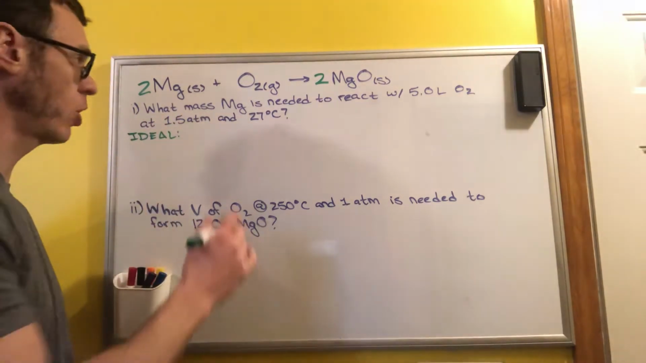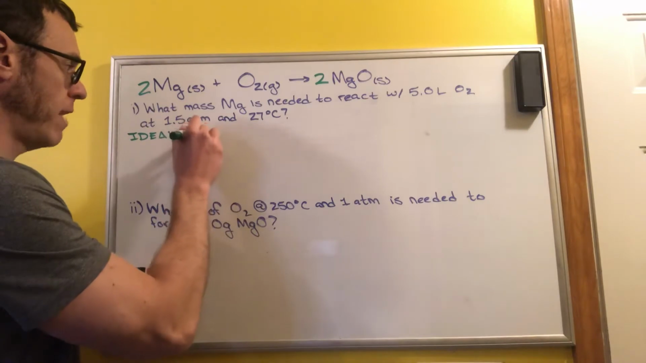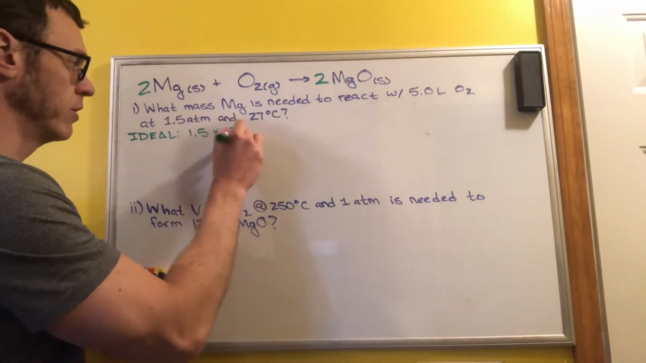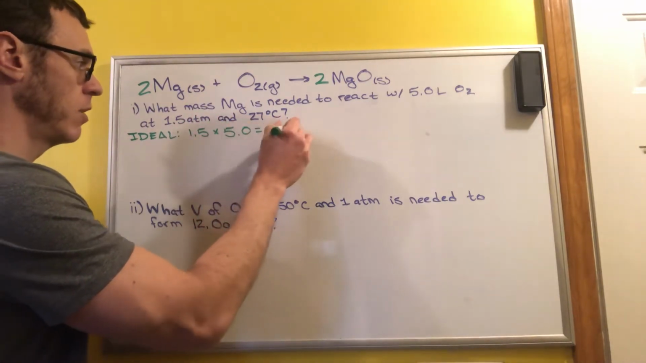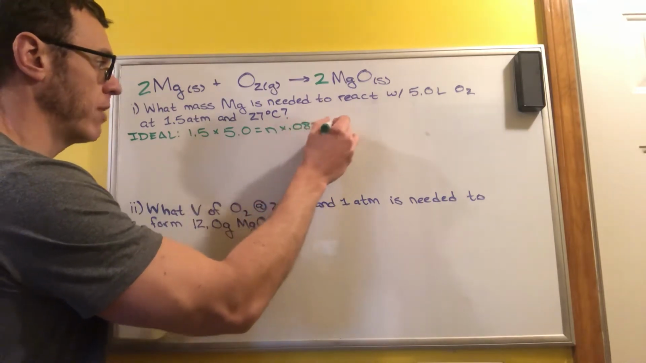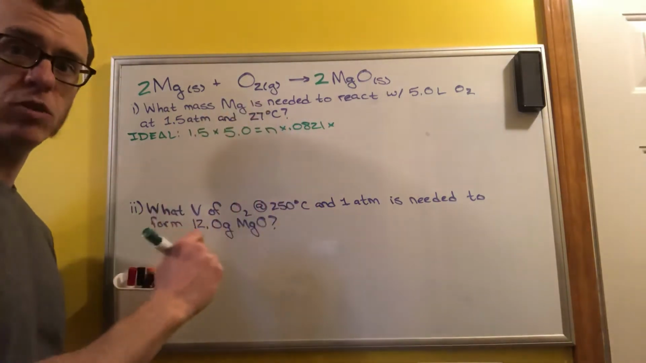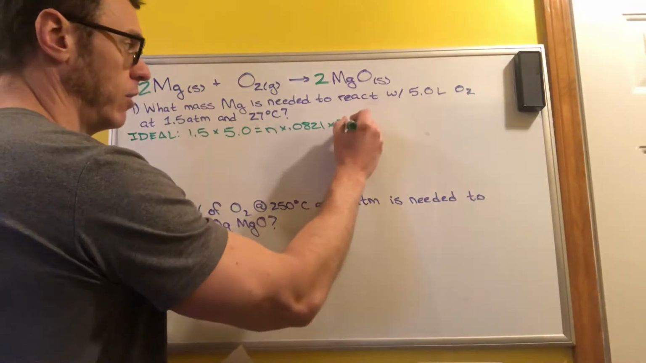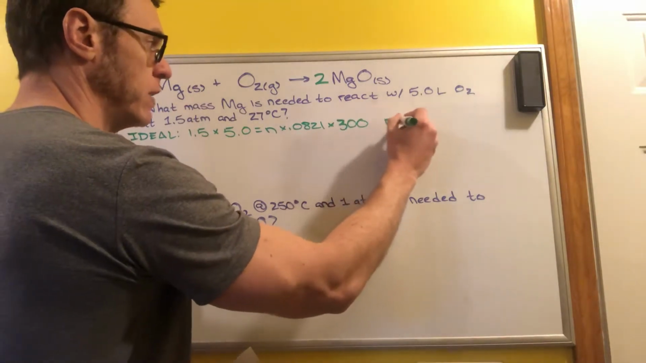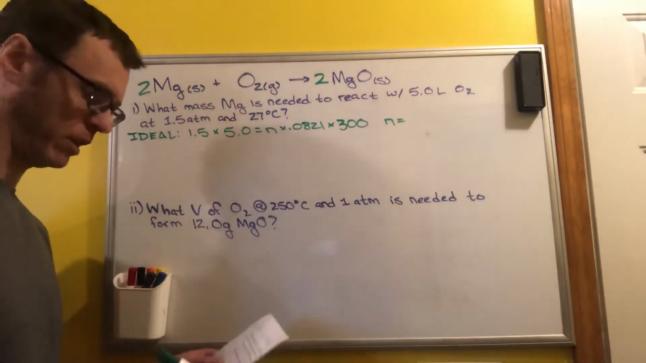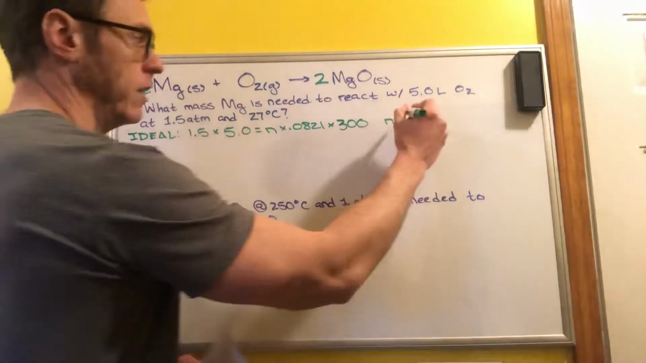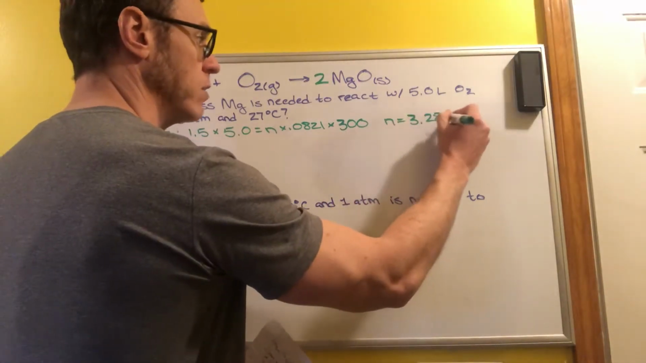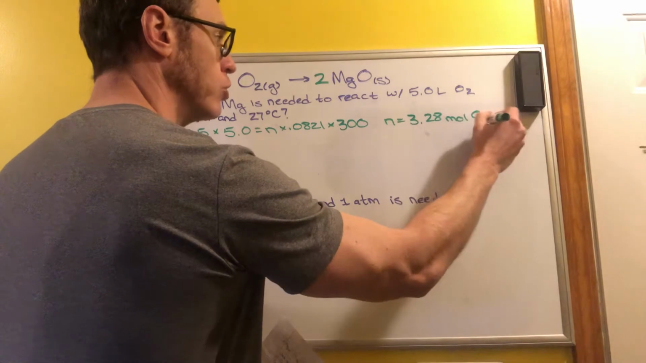That's our go-to first. So we get 1.5 atmospheres times 5 liters equals n times 0.0821, which never ever changes because it's a constant, and 273 plus 27 gives us 300, which means our number of moles, we're just going to do algebra here, our number of moles is 3.28 moles of O2.